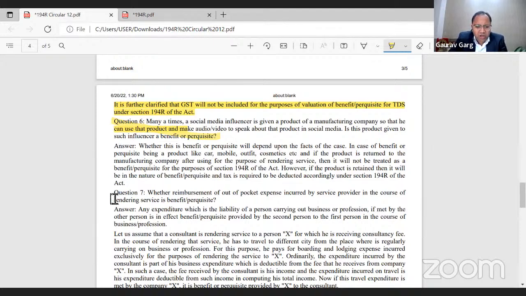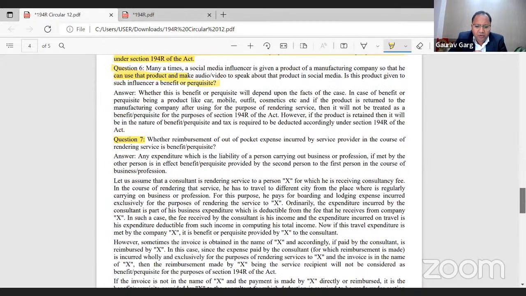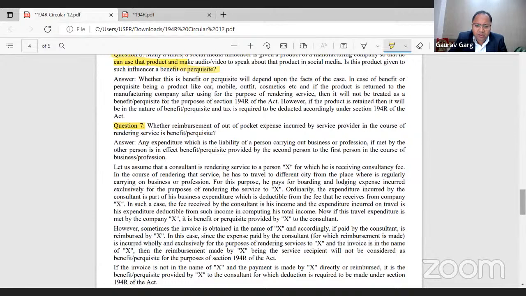Now let's move on to question number 7, which is on reimbursement. Very important question, very debatable. We have seen a lot of discussion on question number 7. One small doubt: this is written regarding product only. If, suppose, services, then what will happen? How will you return the service?